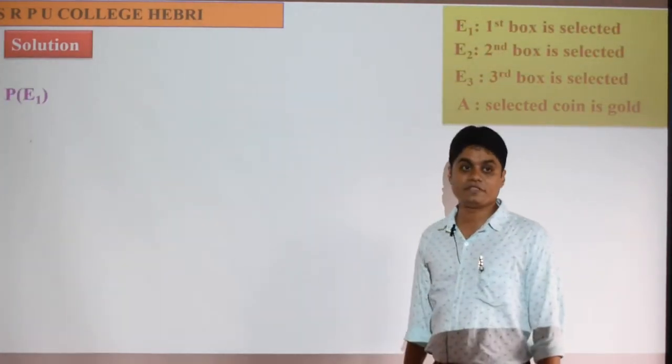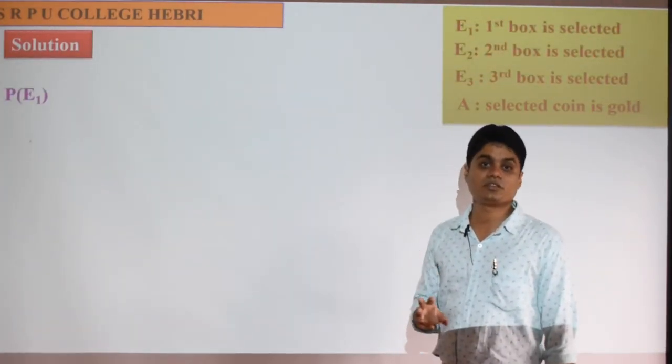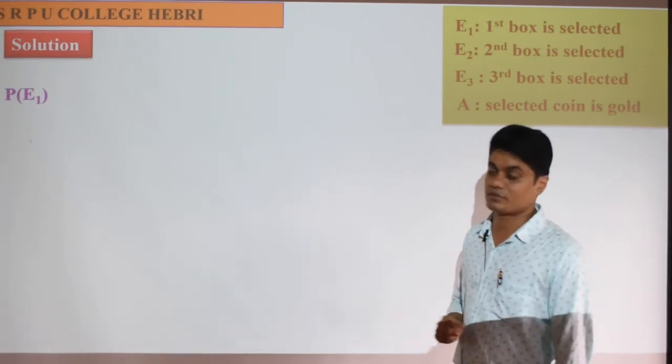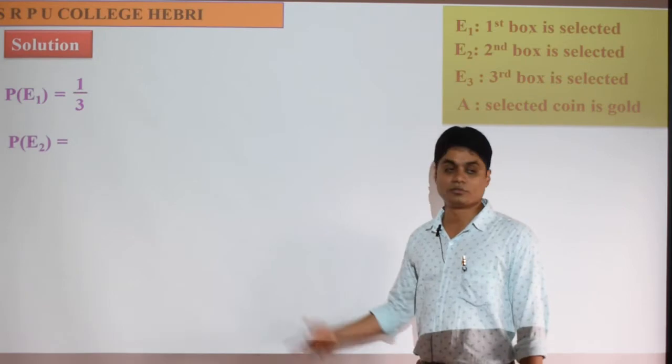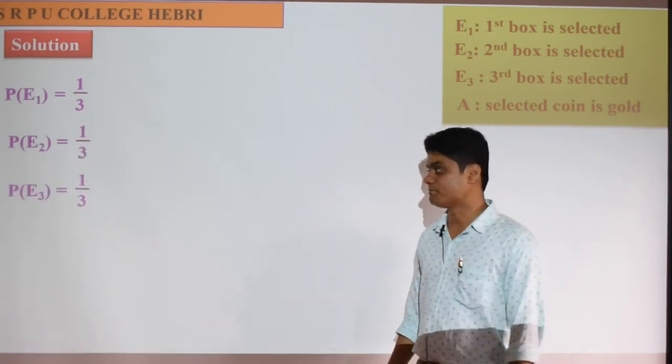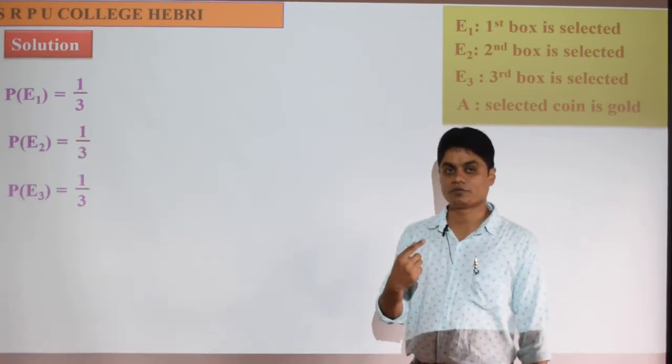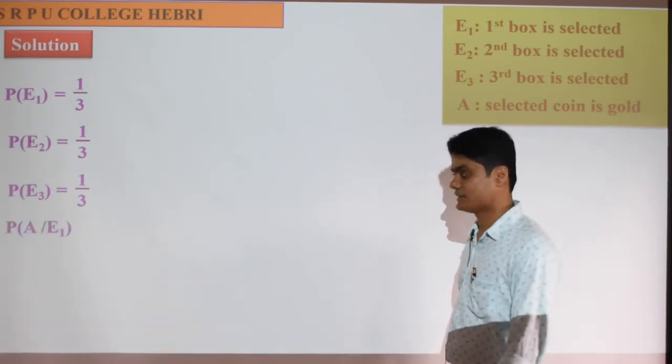So probability of E1: how many boxes are there? 3 boxes are there, and what is the probability of selecting one box out of that? 1 by 3. So this is also equal to probability of E2 and probability of E3. Isn't it the same, 1 box out of 3 you are selecting, correct?